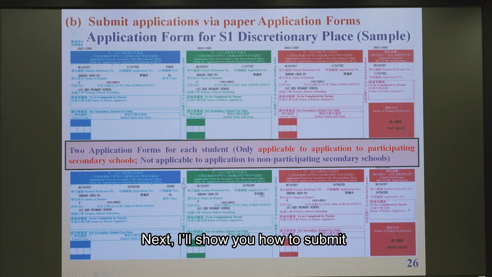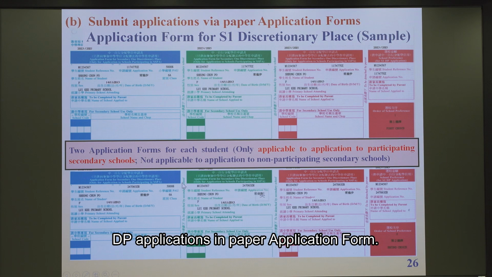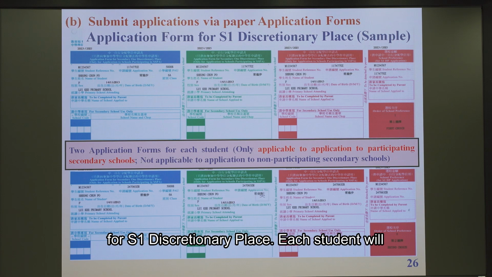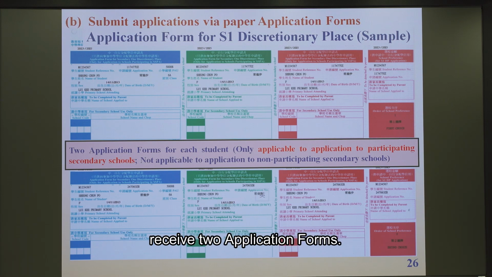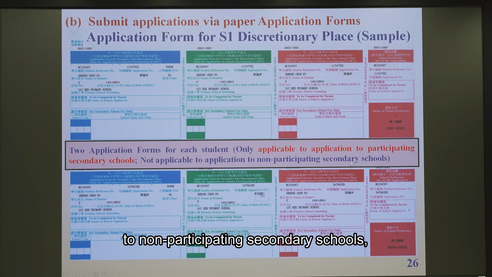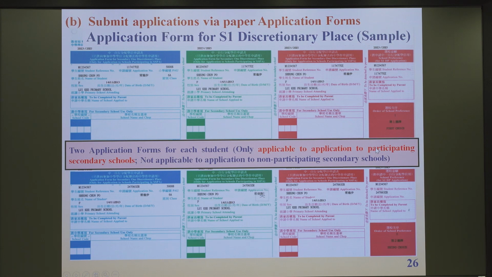Next, I will show you how to submit the DP application in paper application form. On the screen is a sample application form for S1 discretionary place. Each student will receive 2 application forms. Please note that the application forms are not applicable to application to non-participating secondary schools, but only applicable to application to participating secondary schools.